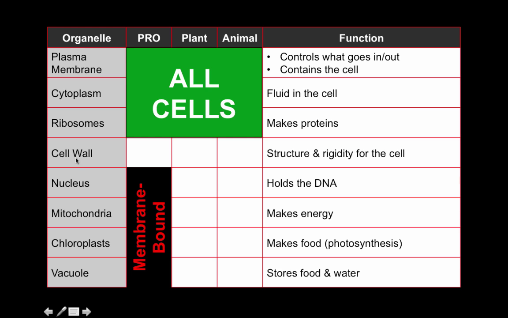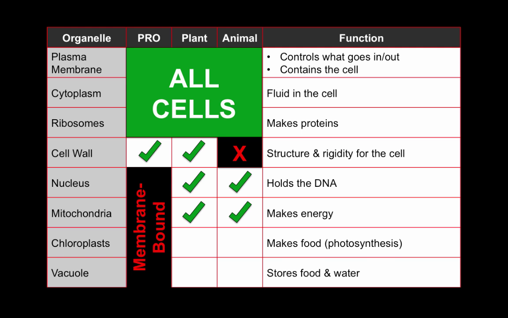So let's go now to the cell wall. Prokaryotic cells, some do. Plants, those do. But animals don't. You're squishy. You don't have a cell wall. Nucleus, both plants and animals. Mitochondria, both plants and animals. Chloroplasts, plants do, you don't. You're not green, you can't do photosynthesis. And then a vacuole, they both do, but remember, it's a lot bigger in the plants.